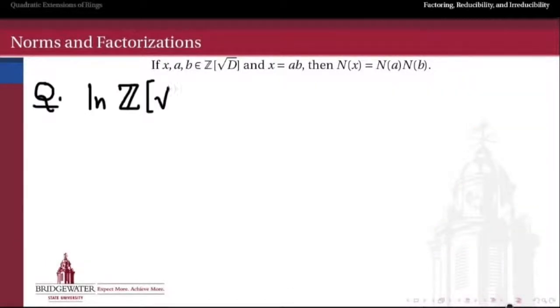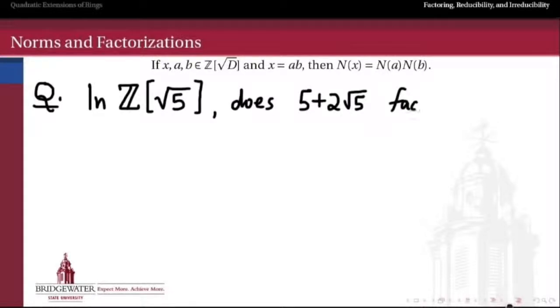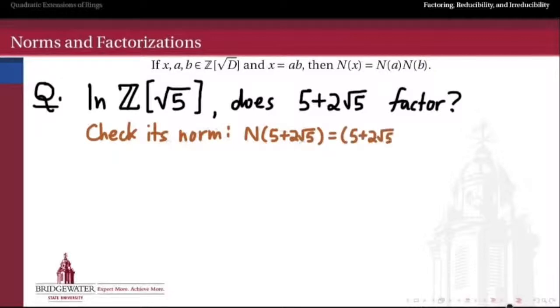So here's a question. If I want to decide whether or not 5 + 2√5 factors in the quadratic extension Z[√5], then one idea might be to check the norm. Let's take 5 + 2√5 and look at its norm. Its norm is the product of itself with its conjugate, which once we've worked that all out, we find that the norm of this element is equal to 5.